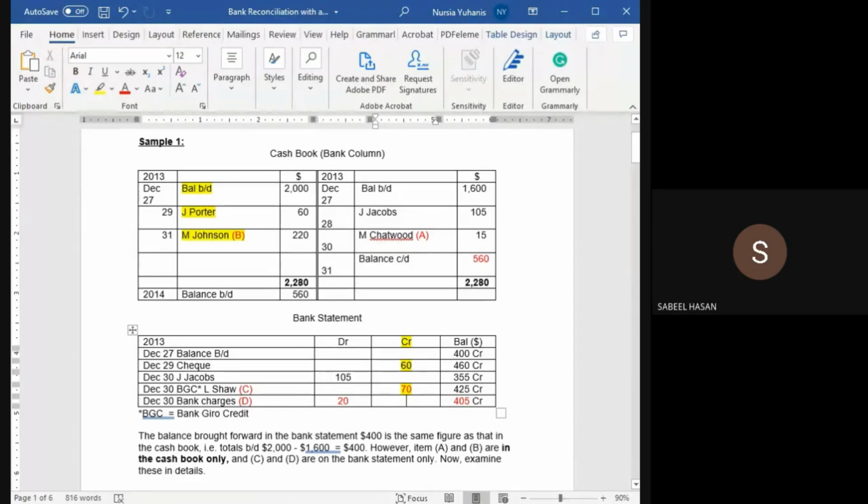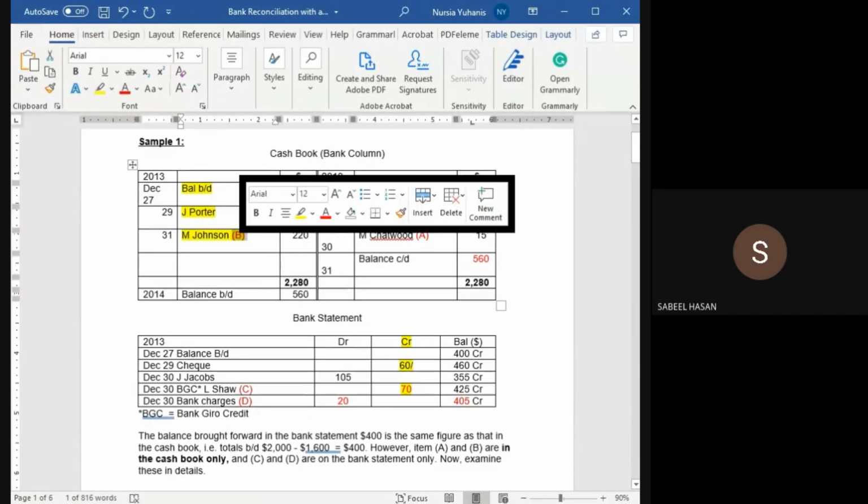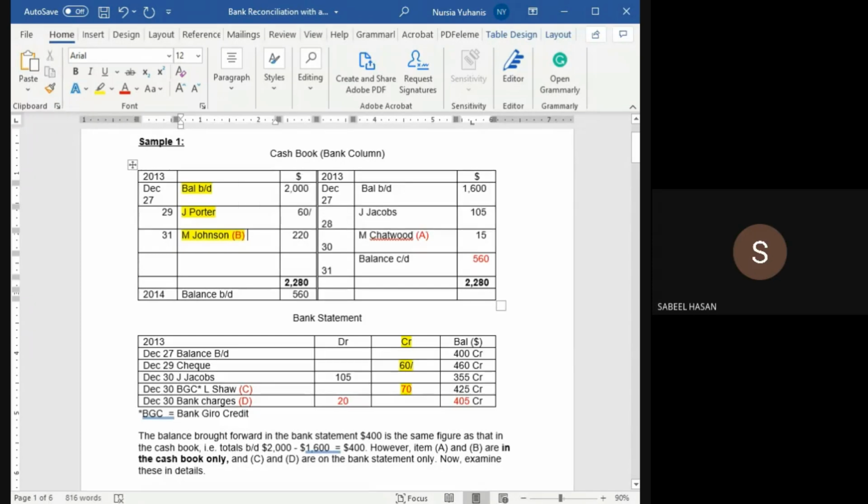So the balance, you no need to compare. Now you just go to the individual items here. Total $60. Here, yes, it's there. So this one you tick, this one also you tick, meaning it's there. And then what about this 220? Can you find 220 here? No. That's why this one is marked as B. Later I will explain why we need to mark it as B. Okay, done with the cash book debit side compared with the bank statement.